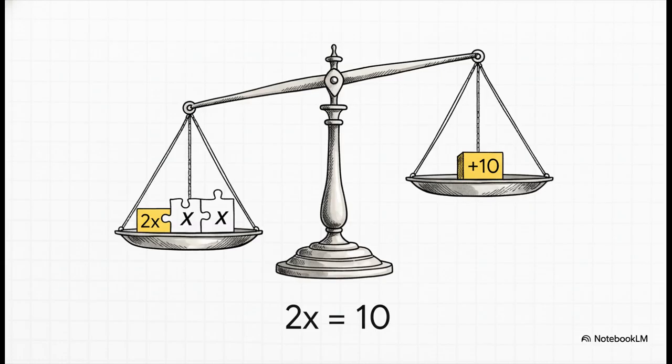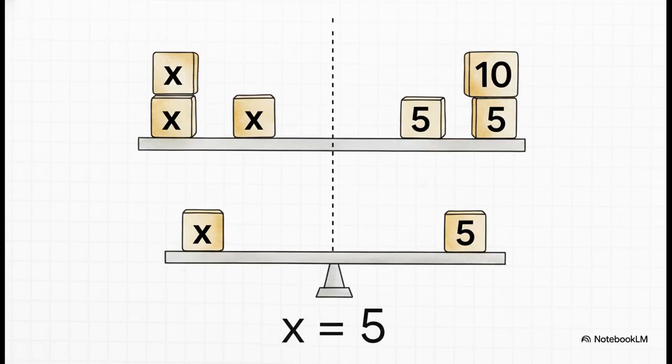The hard part is already over. And now for step 2. To get x all alone, we just divide both sides by 2. 10 divided by 2 gives us our final answer, x equals 5. See? Clean, simple, and absolutely no negative numbers.